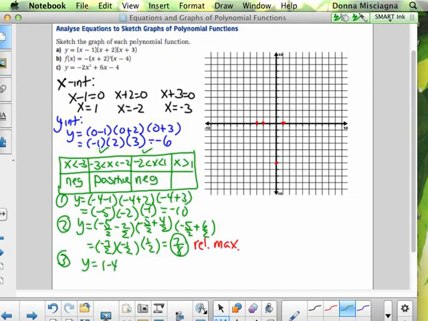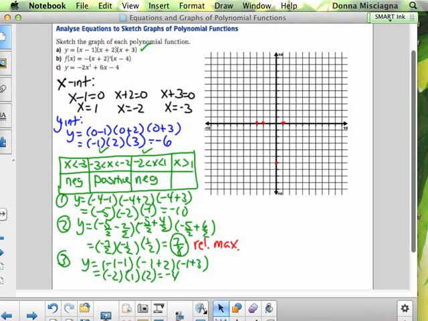So (negative 1 minus 1)(negative 1 plus 2)(negative 1 plus 3). I'm just plugging back into our equation right there. Is it more extreme than 0? This gives me negative 2, 1, and 2, so negative 4, and no, it is not more extreme. So our relative minimum there is going to be right here.